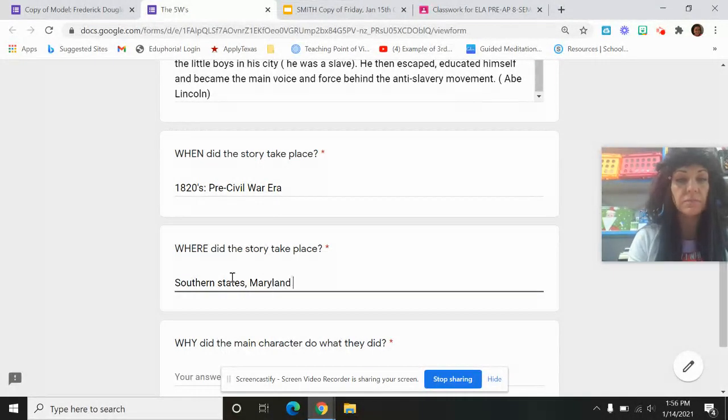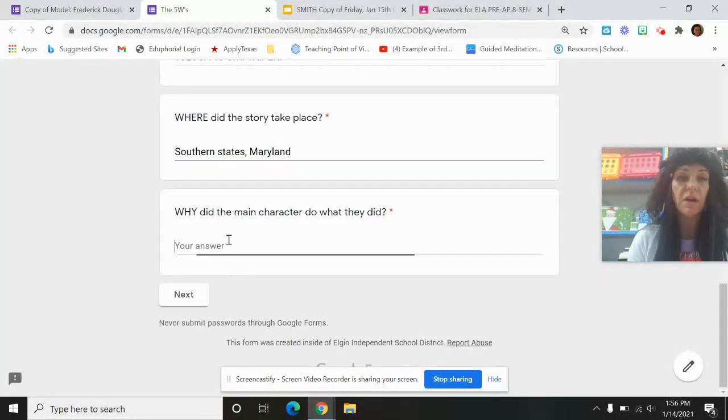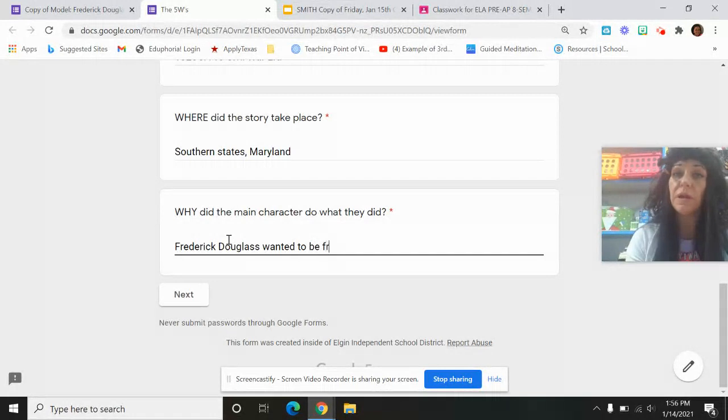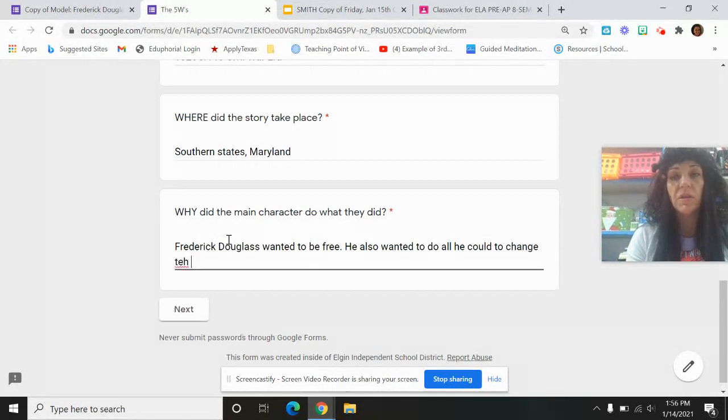Maryland. Why did the main character do what they did? Obviously, Frederick Douglass not only wanted to be free, he also wanted to do all he could to change the laws, right? So that people weren't just running, they would be actually free. You know what I mean? To change the laws. Oh my goodness, to change the laws and to help others become free. Okay.